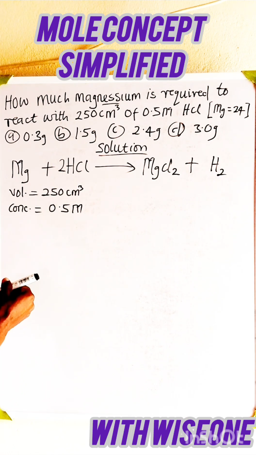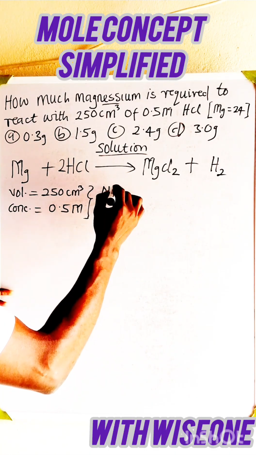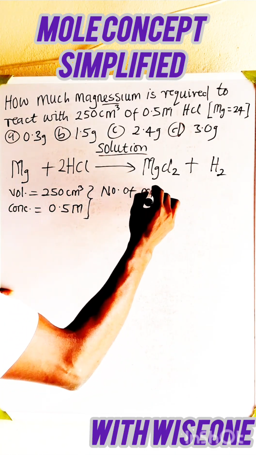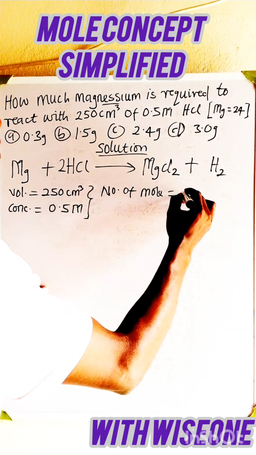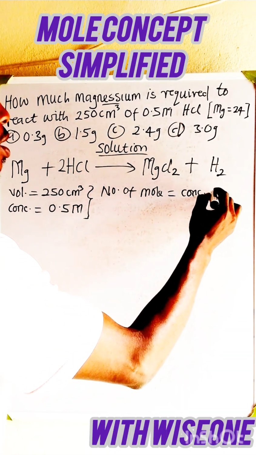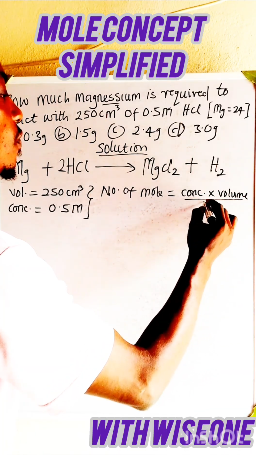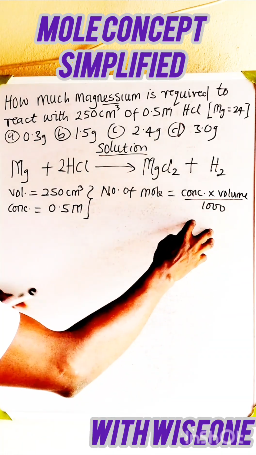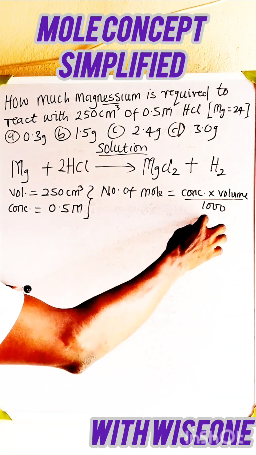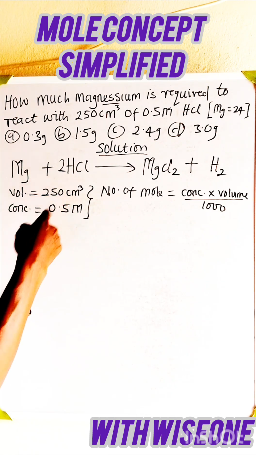Good. Now, from these parameters that are given to us, there is a formula that relates volume and concentration together, and that formula is number of mole. Okay, so number of mole equals concentration times volume all over 1000. Okay, so concentration times volume all over 1000. I like dividing it by 1000 whenever the volume is given to us in cm cube.